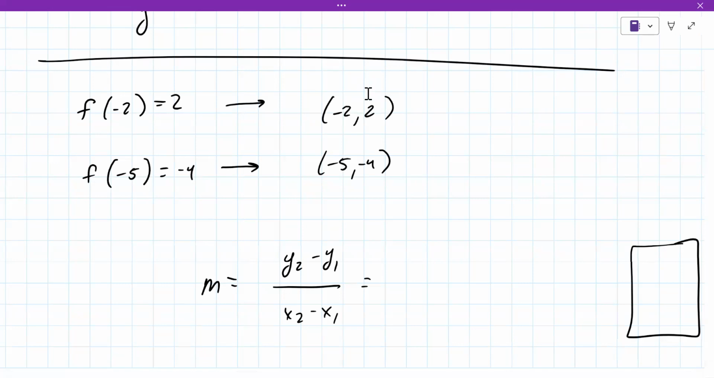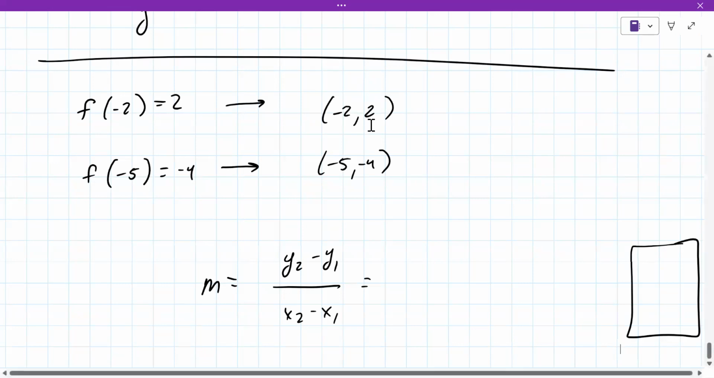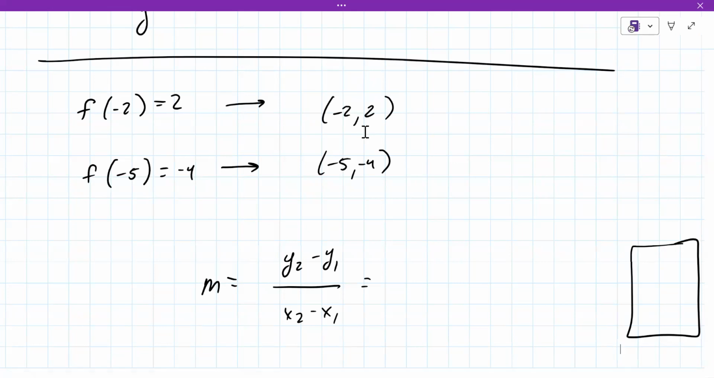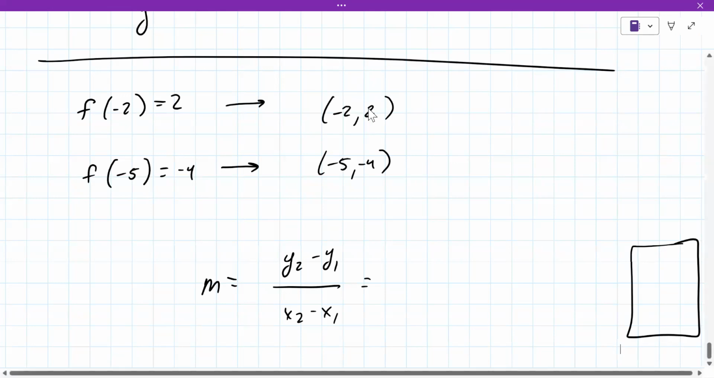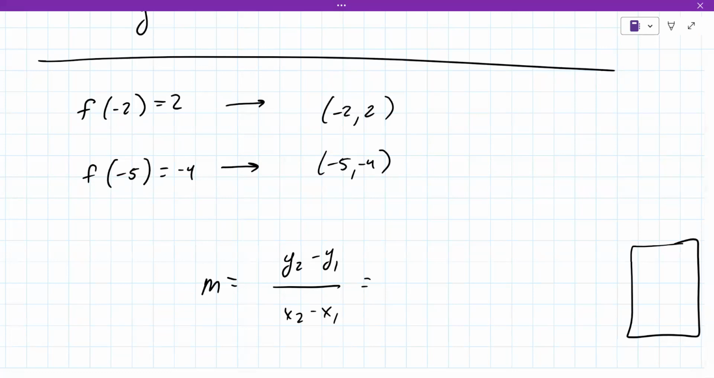x1, y1, x2, y2. And would -4 be y2? Yes. If 2 is y1, yeah, it is. Okay, got it. So let me know when you got your slope.